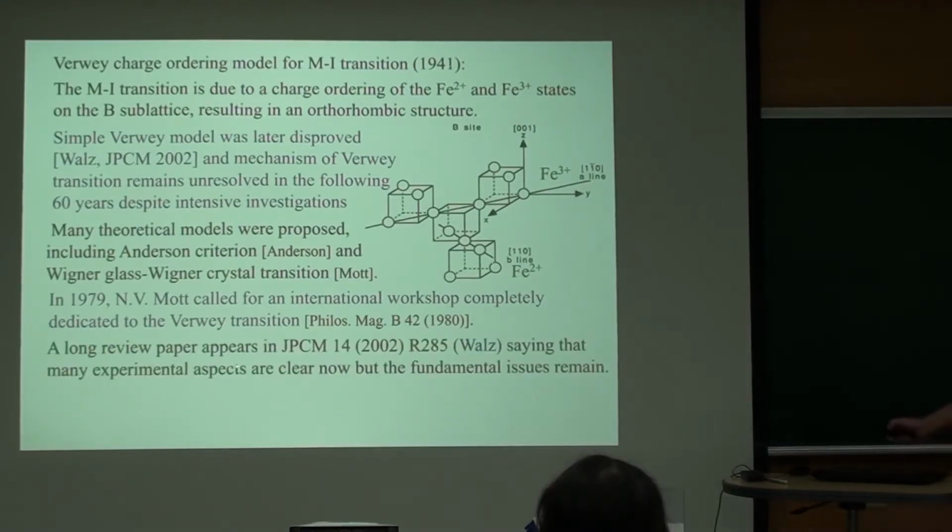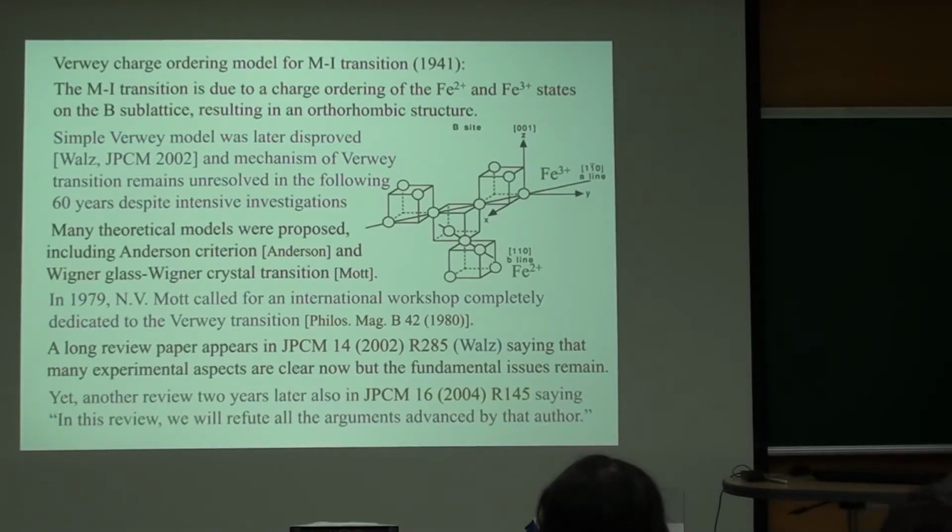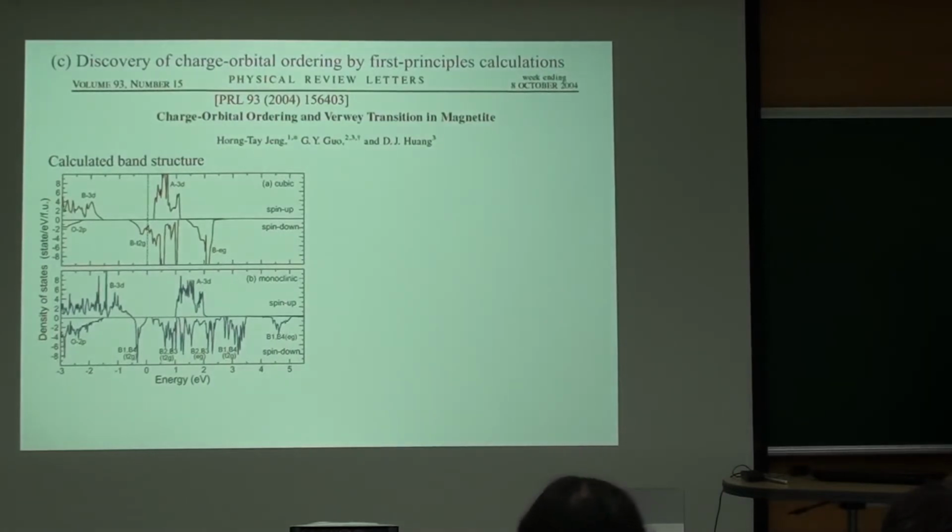But then between 1980 and 2002, there's a review paper in the Journal of Physics: Condensed Matter saying that many experimental aspects are clear now, but the fundamental issue remains. Now, in the same journal two years later, in 2004, another review article by a different group says that in this review we refute all the arguments advanced by the author. The same journal, okay? So that's why I said this problem will remain for a long time. Now, why I say that, that's where we come in.